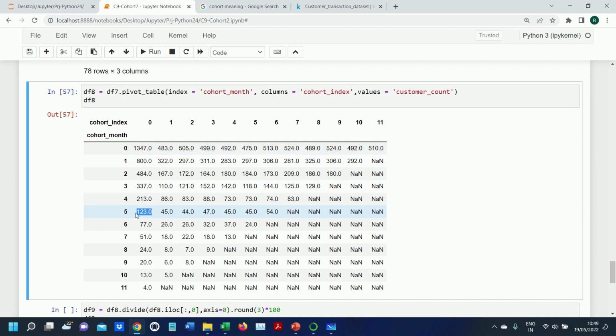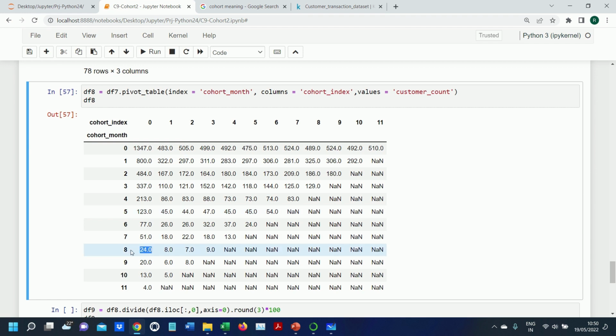Likewise here, if you take month 5, 123 customers have joined the business, for whom the time period is 0. That means 123 customers have joined the business in month 5. Out of this, only 45 have purchased back in the subsequent month 1, that means in the 6th month. And in the 7th month, only 44 purchased. In the 8th month, only 47 purchased.